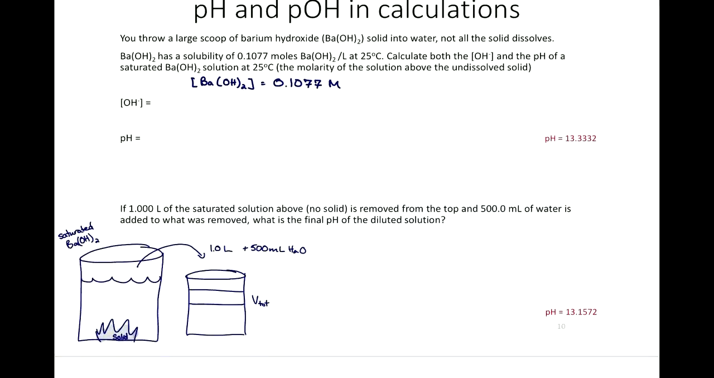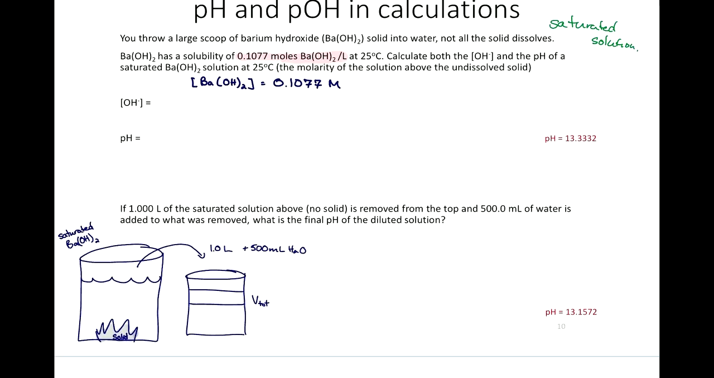All right, so let's do another one. So you throw a large scoop of barium hydroxide into water, not all the solid dissolves. So this means that this is a saturated solution. Right, we have solid sunk at the bottom, and there's some amount of concentration of barium hydroxide dissolved in solution. So if I tell you that the solubility of barium hydroxide is 0.1077 moles barium hydroxide per liter at 25 degrees Celsius, calculate the hydroxide concentration and the pH of this solution.